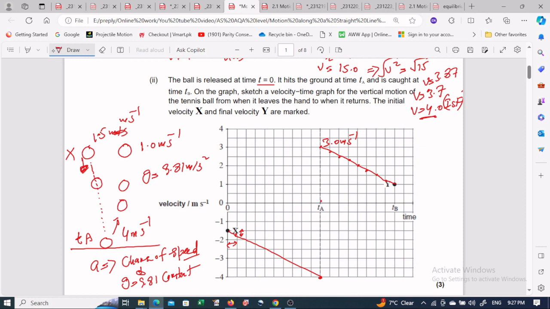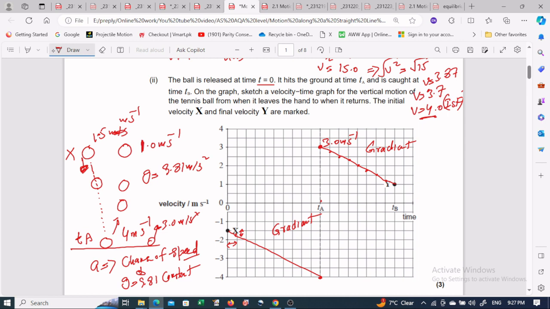The other thing is that the slope, this gradient, must be the same. The gradient is the same for both cases. So when we draw these graphs, our final speed will be 3. When the ball rebounds back, its speed is not 4, it is 3.0 meters per second, because there is loss of energy: instead of 1.5 the speed is 1.0.